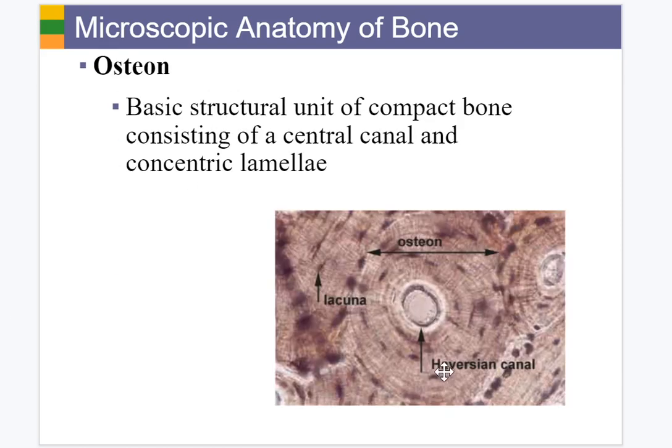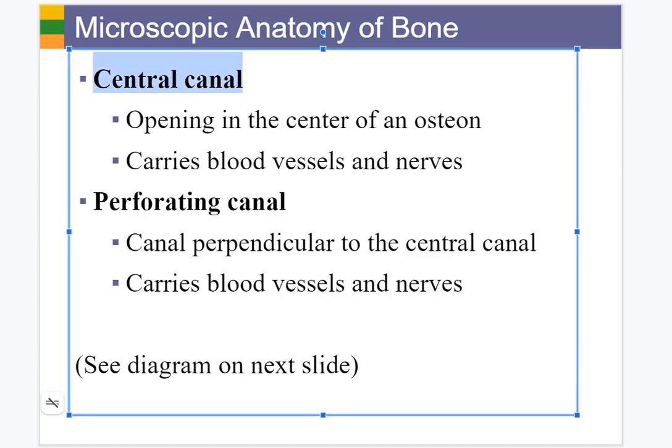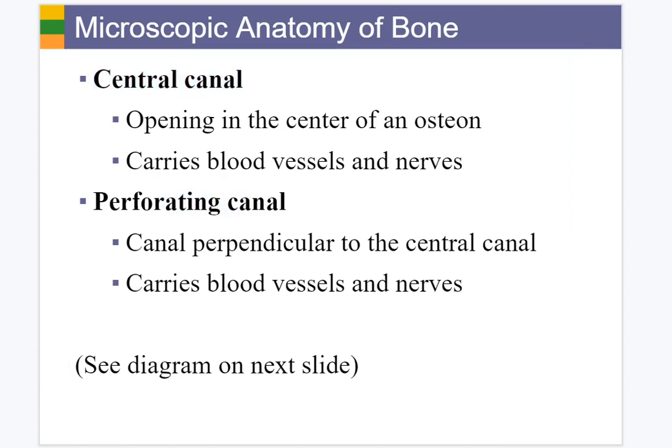So the central canal, that's that big circle, if you look back in that picture, in the middle of an osteon. Some of this is old terminology, guys, so you may have seen Haversian canal before, but we are going with the term central canal. So that has a main blood supply coming in. And then perforating canals are perpendicular to the central canal, and they also carry blood vessels and nerves.